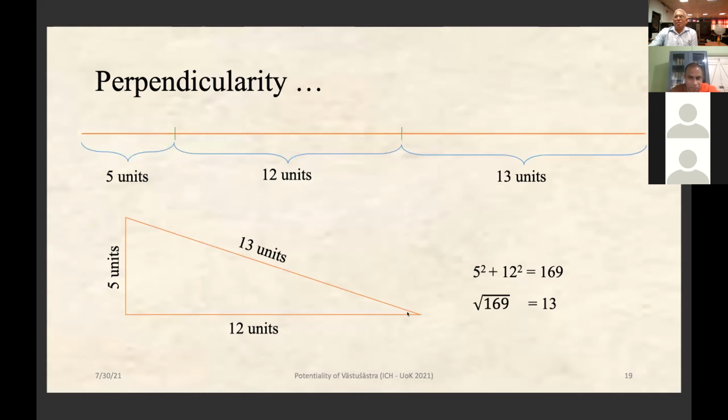Okay, thank you. Then if we join this 13 unit path to the first end of the rope, we can exactly get the right-angled triangle. So we can easily get perpendicularity. This is a very simple way to get perpendicularity using just a rope. This is from the Sulba Sutras, and even more complicated rules are given in mathematical texts.